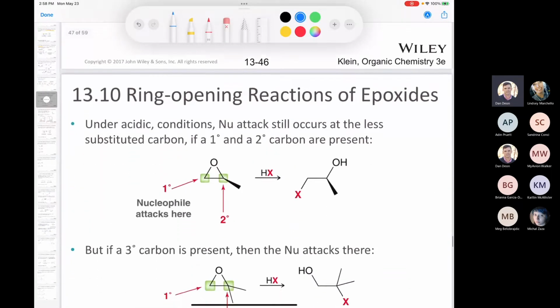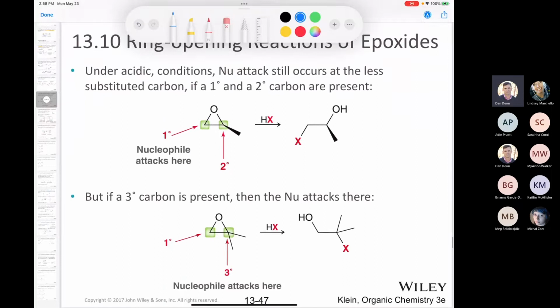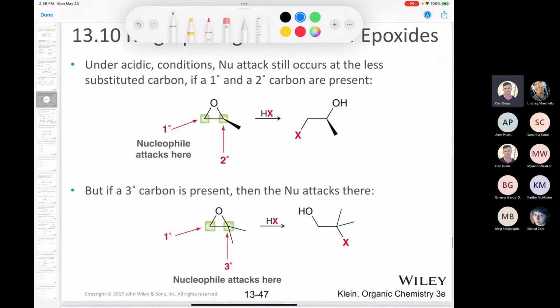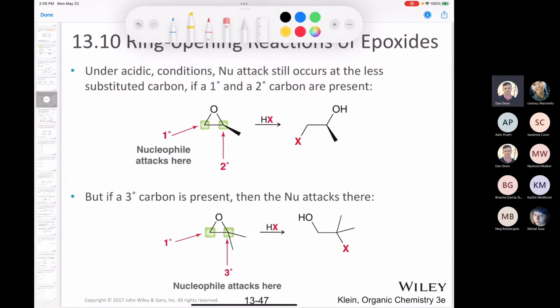With all that in mind, let's turn our attention to what I was trying to get at, which was the regioselectivity of acid catalyzed ring opening. So this is for acid catalyzed. Look, if we go back to just a plain old strong nucleophile, it was just least hindered carbon attack, done. Now, when we're in acidic conditions, it's different. Check it out. It says, under acidic conditions, the nucleophilic attack rather, still occurs at the less substituted carbon when you have a primary and a secondary carbon atom present.